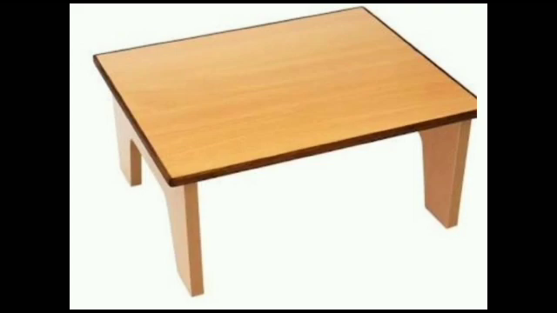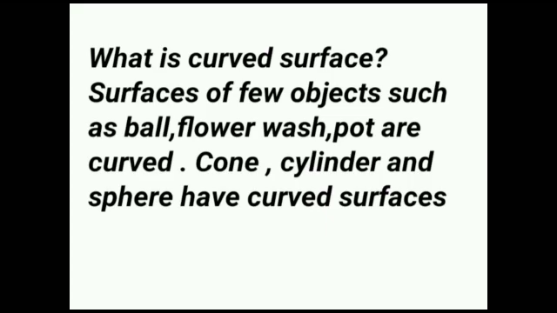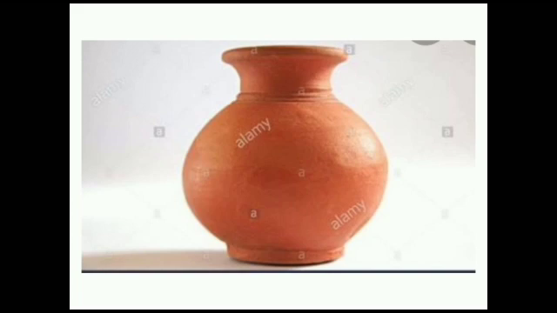Here is an example for plane surface. This is a table. This is a blackboard. So we can see inside the plane surface. Next, what is curved surface? Surfaces of few objects such as ball, flower vase, pot are curved. Cone, cylinder and sphere have curved surfaces. This is an example for curved surface. This is a pot. This is a ball. It has a curved path.